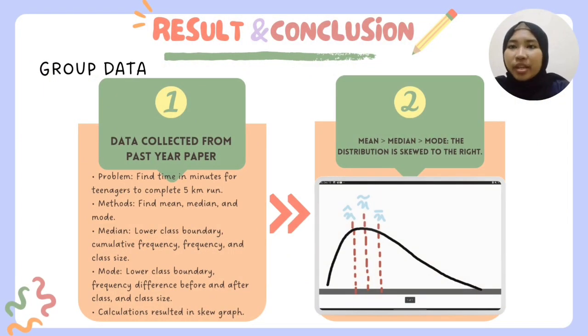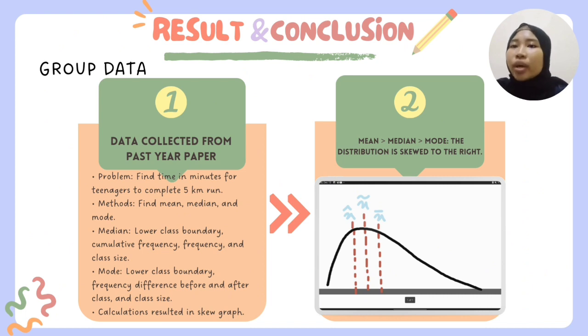Next, for the grouped data. As we already stated in the problem background, we collected the data based on a past year paper from the subject Technical Mathematics 3. The question is about how to solve the problem, where we have to find the time in minutes for a group of teenagers to complete the 5-kilometer run. So, as usual, we have to find the mean, median and mode.